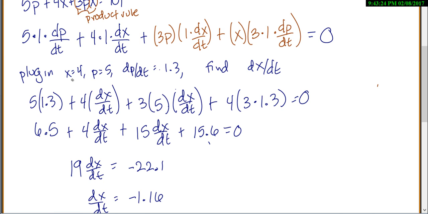So this tells us that when x was 4, when p was 5, and when p is changing at 1.3, the x, or the number of items we're selling, is dropping at a rate of 1.16 units per unit of time. Whether that was minutes or days or hours, it didn't actually tell us.